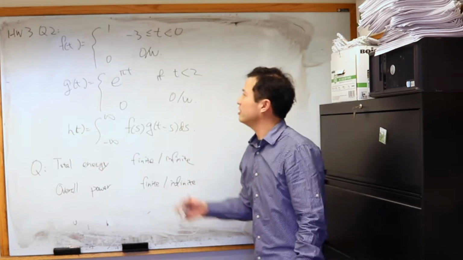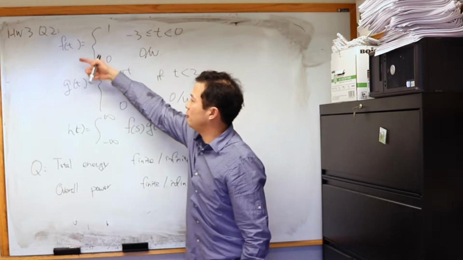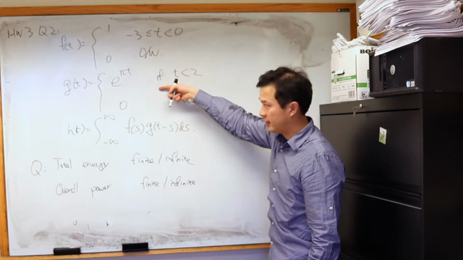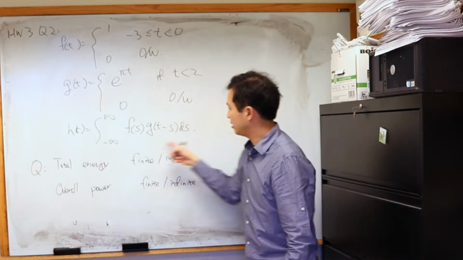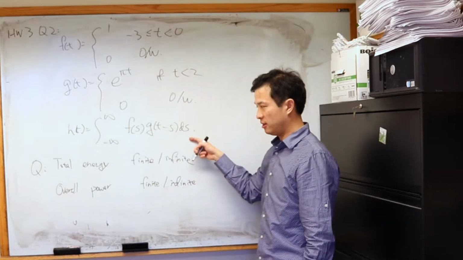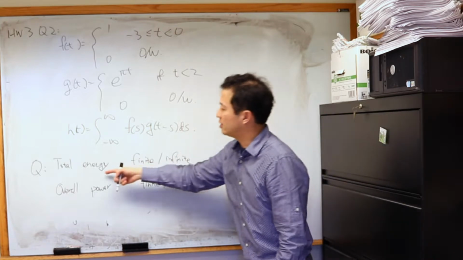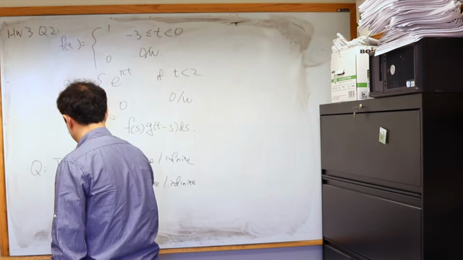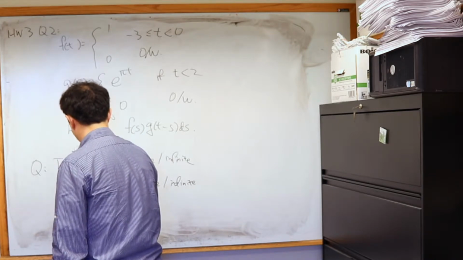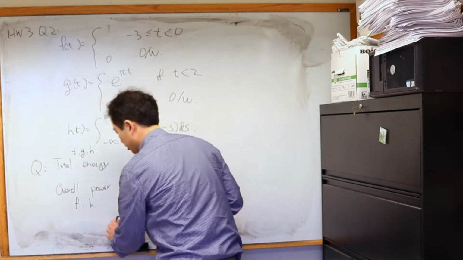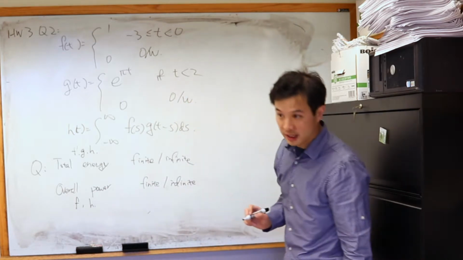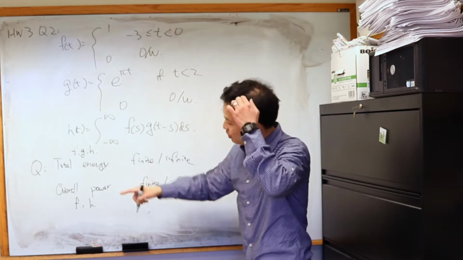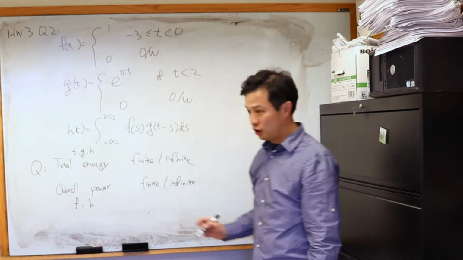Okay, so the question is, I have three signals, f of t, g of t, and h of t. F of t and g of t are given. H of t is computed by this formula. The question is, what is the total energy of F, G, H? And what is the overall power of F, G, H? Is the question clear to everybody? So that's what we are trying to solve. Because I don't have the h here, I will only solve it for f and g.